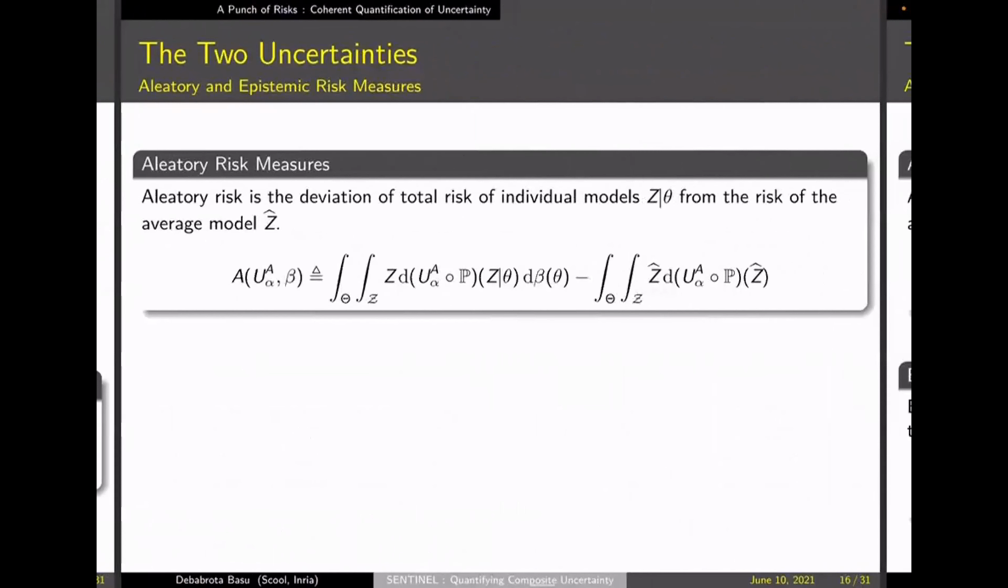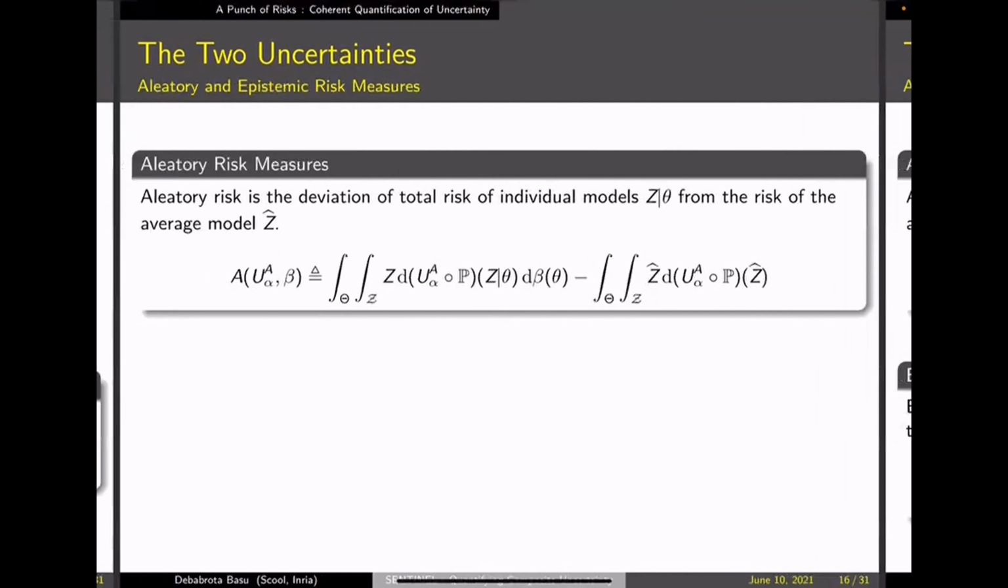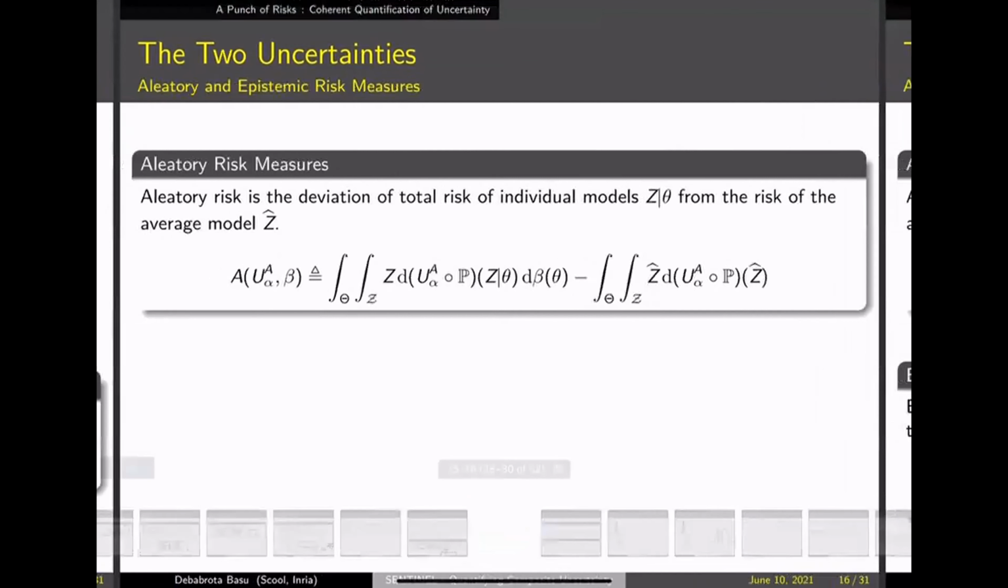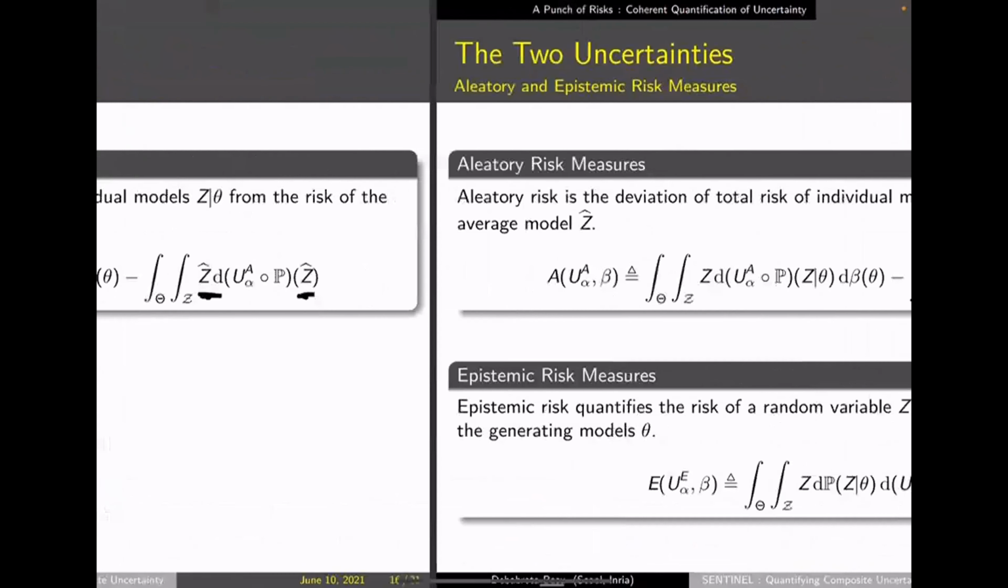So now given this, we can define the aleatory risk simply like this: aleatory risk is the deviation of the total risk of individual models, say Z given theta, with respect to the average model, let's call it Z hat. So how much the uncertainty or risk of the individual model Z given theta varies from the average model. That is exactly the aleatory risk, and you can define it like that.